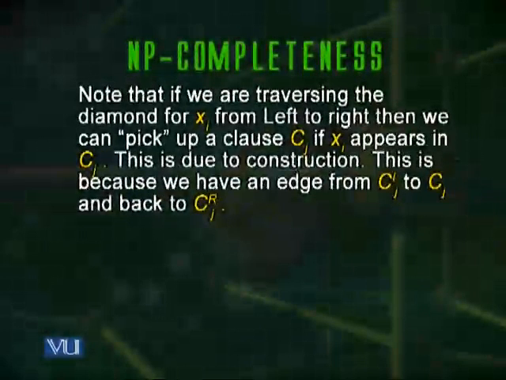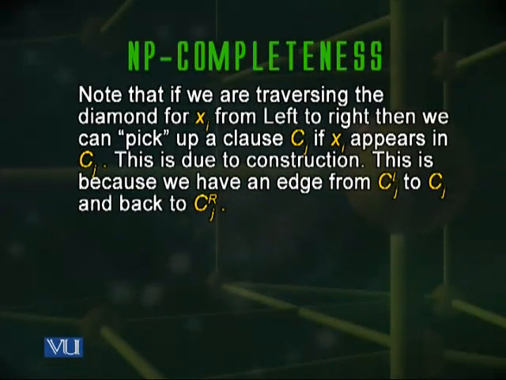Now the clause vertices will come into the picture, and we'll see how. Note that if we're traversing the diamond for xi from left to right, then we can pick up the clause Cj if xi appears in Cj. This is due to construction. This is because if xi appears in Cj, we have added the edge from Cjl to Cj and back to Cjr.